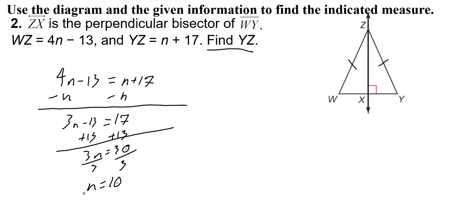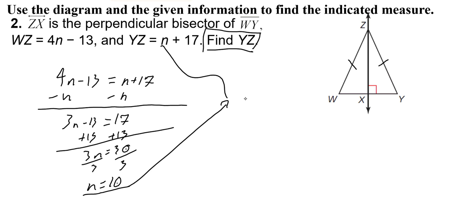Now that I know what N is equal to, I can plug that in to find YZ. So YZ is using this expression here. I can substitute in N. I get 10 plus 17 equals YZ. So 27 is equal to YZ.